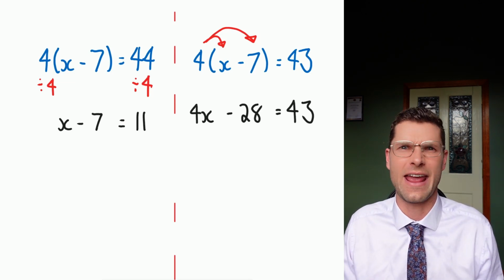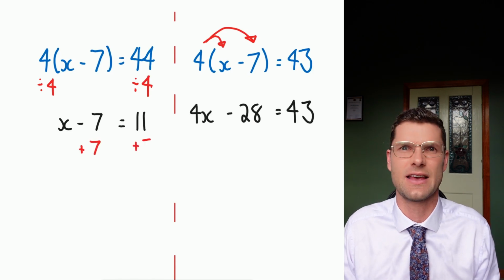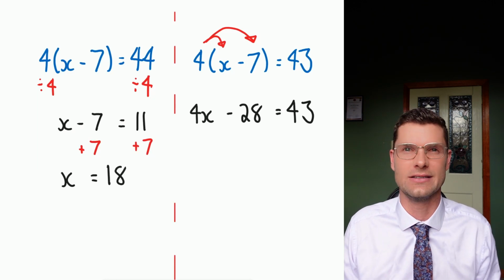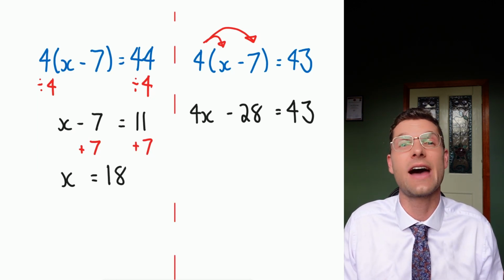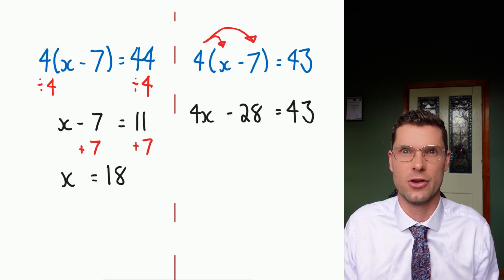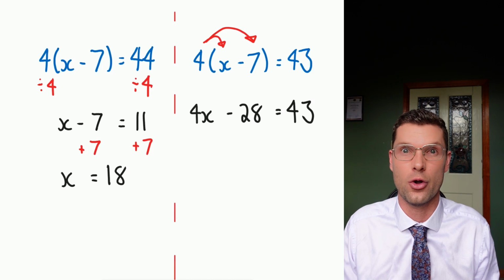Back to my first side, I've got x minus 7 is equal to 11. To get rid of minus 7, I just have to plus 7 to both sides, and x is equal to 18. That's that whole side done. So even though this one is much faster, I only did it because I had a whole number after my first division. If you've got to deal with heaps of decimals, it does become a little bit more annoying.